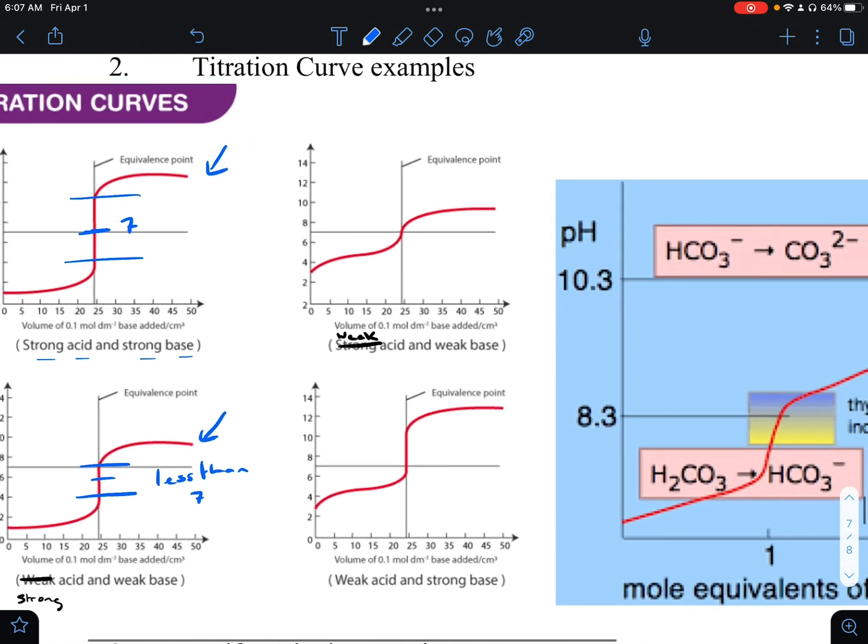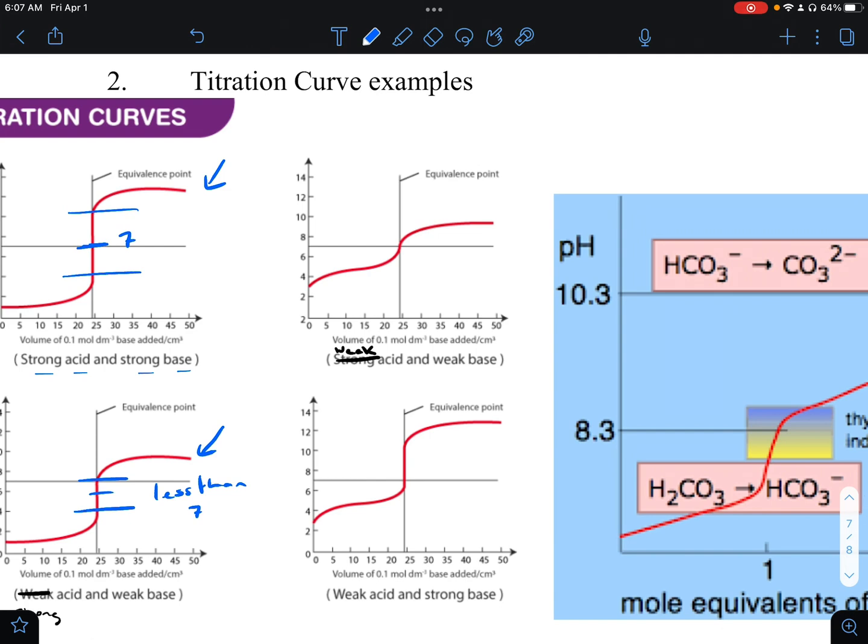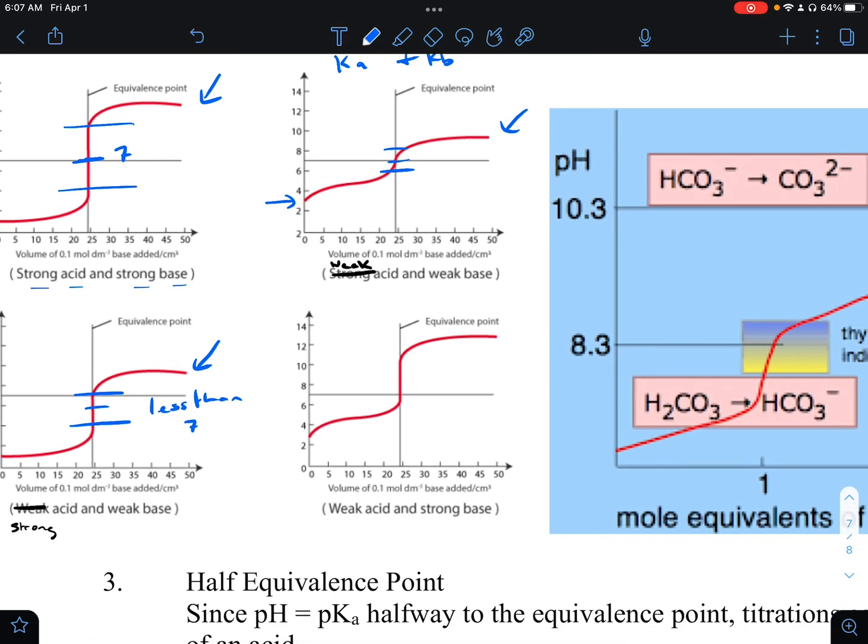Then we have a weak acid, weak base. This one's a little more difficult to find because of the two jumps there. It looks like it's at 7, but it actually relies on the Kas. It's pretty messy. We look at the Ka and Kb of the acid and base. If they're both weak, those will tell us closer to where the equivalence point is. And our last one is a weak acid, strong base. Notice how our pH at the equivalence point is above 7. That'll tell us kind of what we've got going.